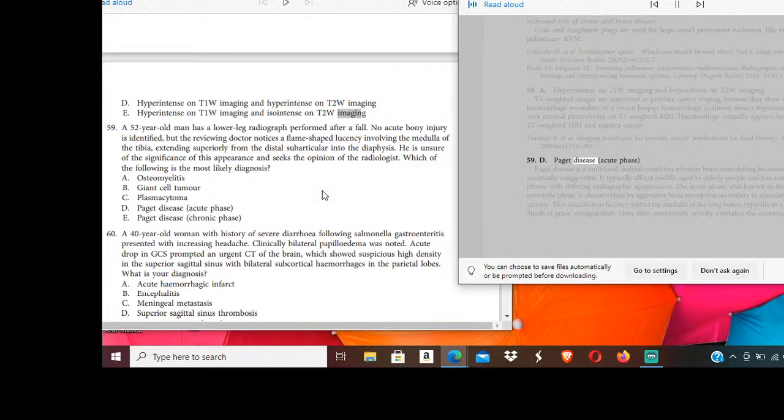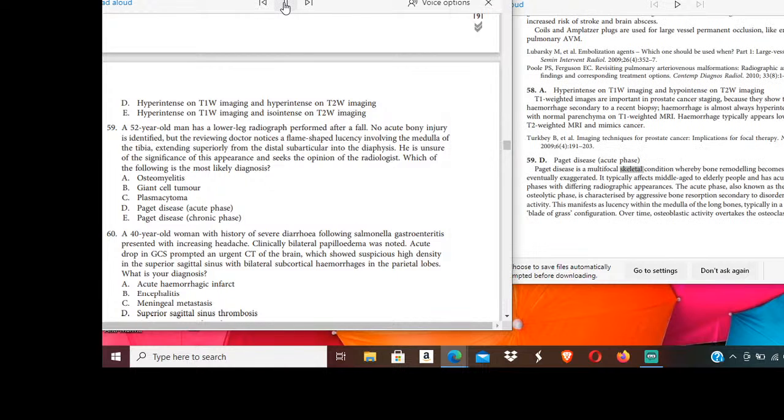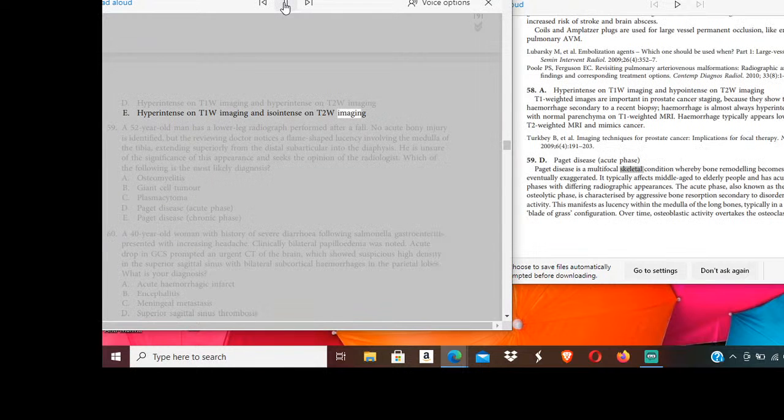59. D. Paget disease, acute phase. Paget disease is a multifocal skeletal imaging. 59. A 52-year-old man has a lower leg radiograph performed after a fall. No acute bony injury is identified, but the reviewing doctor notices a flame-shaped lucency involving the medulla of the tibia, extending superiorly from the distal subarticular region into the diaphysis. He is unsure of the significance of this appearance and seeks the opinion of the radiologist. Which of the following is the most likely diagnosis? A. Osteomyelitis. B. Giant cell tumor. C. Plasmacytoma. D. Paget disease, acute phase. E. Paget disease, chronic phase.